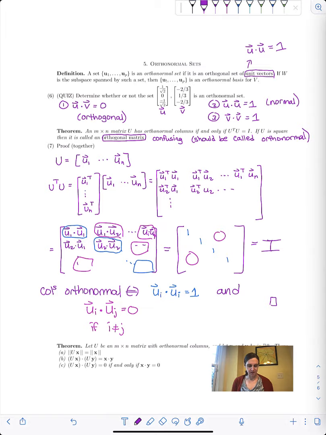Okay. And so finally, we just have a theorem that tells us some information about how these things work. Multiplying by U doesn't change the size of a vector, the length of that vector. It doesn't mess with dot products, and it only equals 0 if the dot product was 0 to begin with.